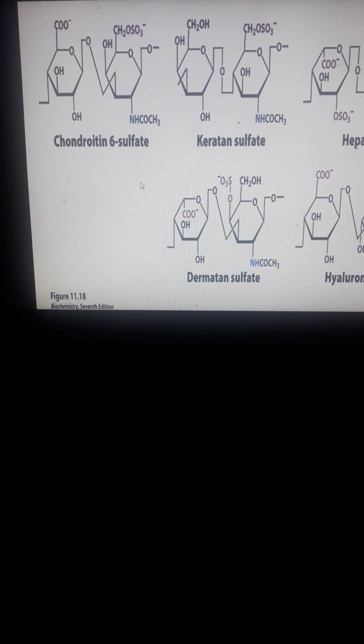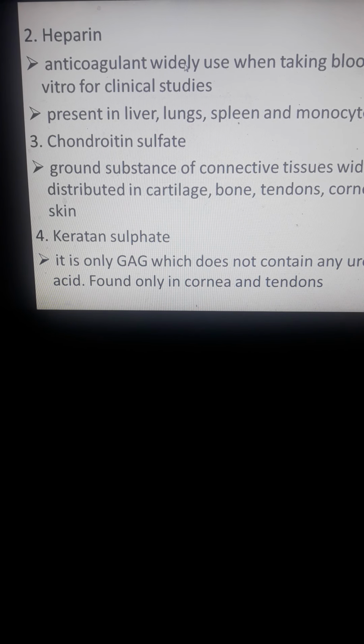So these are examples of the mucopolysaccharides. Also we have chondroitin sulfate, keratan sulfate, heparin, dermatan, hyaluronate or hyaluronic acid. Heparin is an anticoagulant, widely used in taking blood in vitro and in clinical trials. In vitro means it does not involve living organisms or tissues. It is present in liver, lung, spleen, and monocytes, especially in animals.